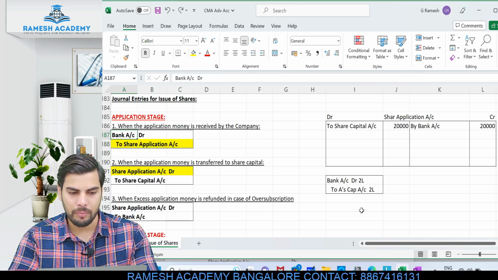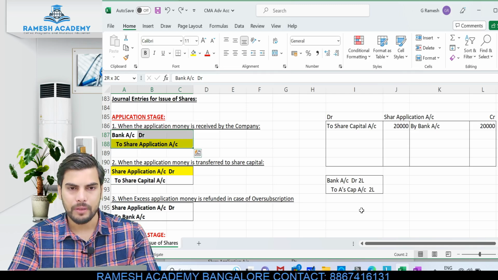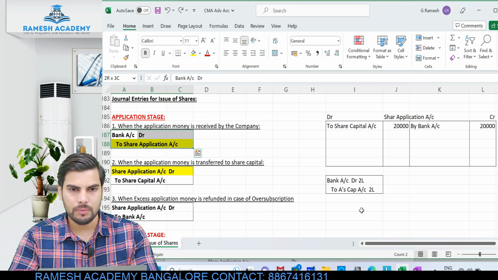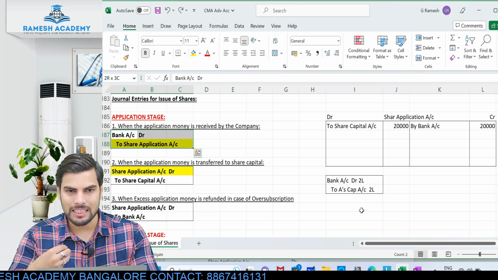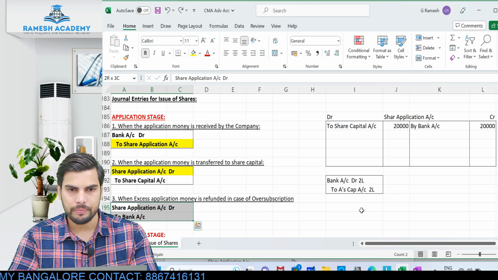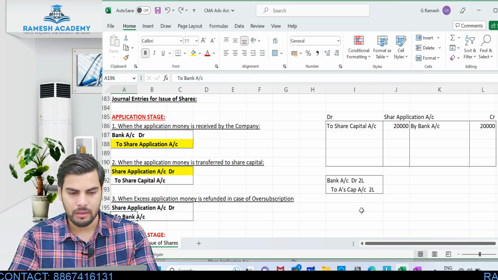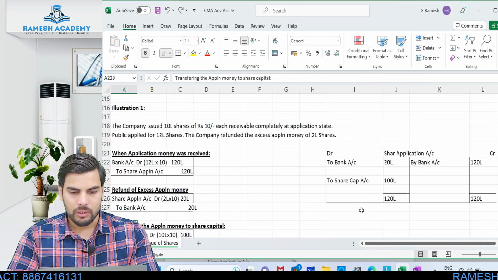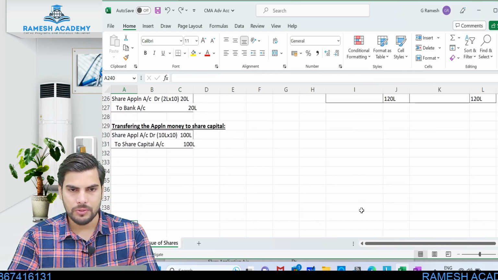Okay, so that's why we pass the receipt entry first, and then once we are receiving this particular amount, we'll get to know whether it is full subscription, over subscription or under subscription. If we would have received the excess application money, we know that such excess application money has to be refunded. Clear? And then we know how much exactly is the actual amount which we need to transfer to share capital. Clear?